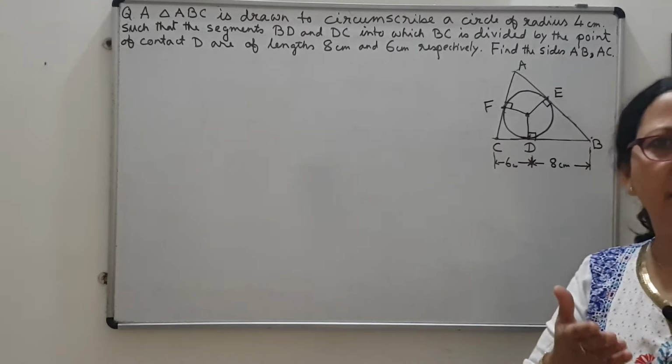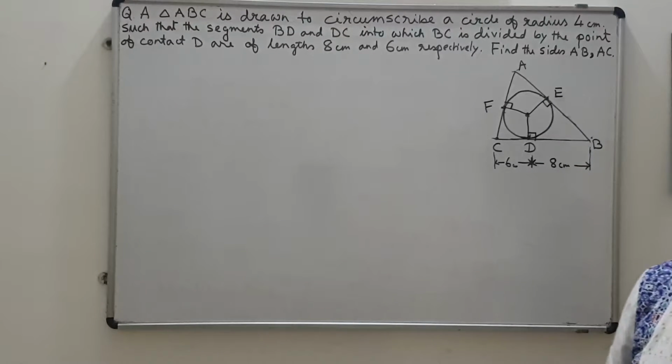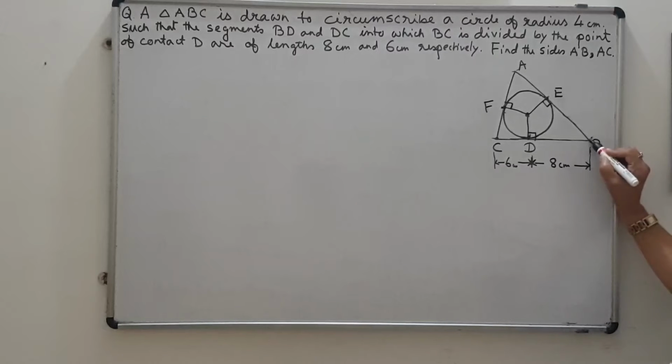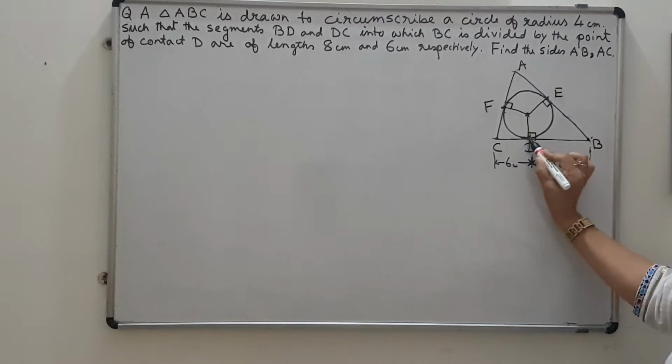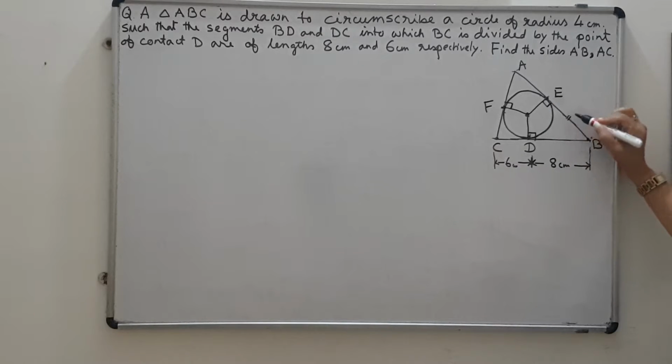Next, we will be applying the second theorem, that is, the lengths of tangents drawn from an external point to a circle are equal. So when B is the external point, then BD is the length of tangent and BE is also a length of tangent. So these two will be equal. So from this I can say that this BE will be of length 8 cm, by the second theorem.